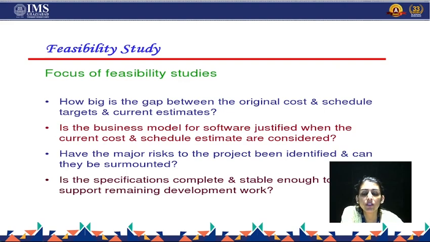Then the focus of the feasibility studies lies in how big the gap is between the original cost and schedule targets and the current estimates, what I told you just now. Then, is the business model for the software justified when the current cost and schedule estimates are considered? Then, have the major risks of the project been identified, what are the major risks that will accompany the project, and whether they can be surmounted or not? Are the specifications complete and stable enough to support the remaining development work? So all these things have to be focused on in the feasibility studies.